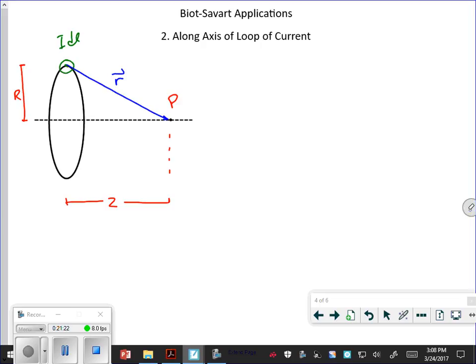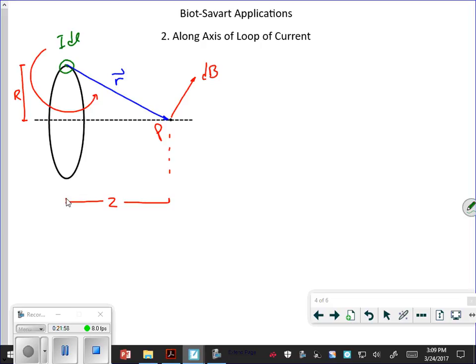And at point P, the right-hand rule says, from this current element, I'm going to say this is current coming out of the page, so I put my right thumb out of the page. You can't see me doing it. And my right fingers wrap this way around to yield that the dB from that element points like this.